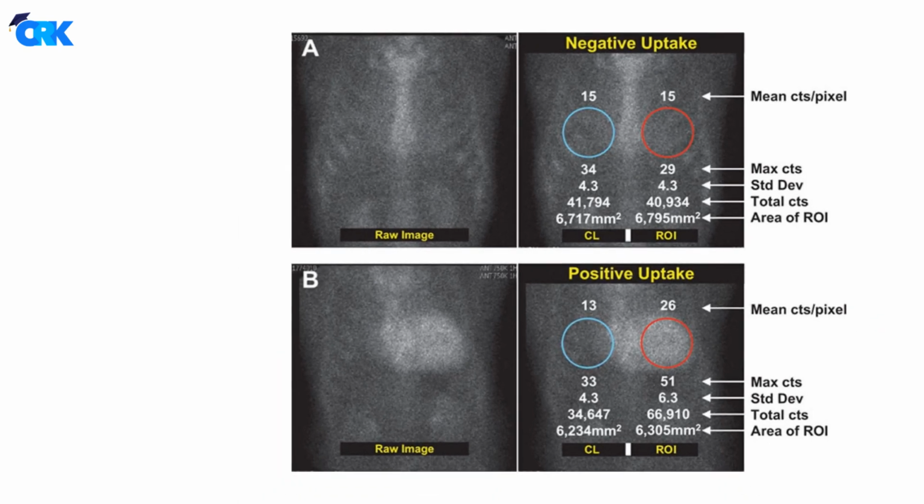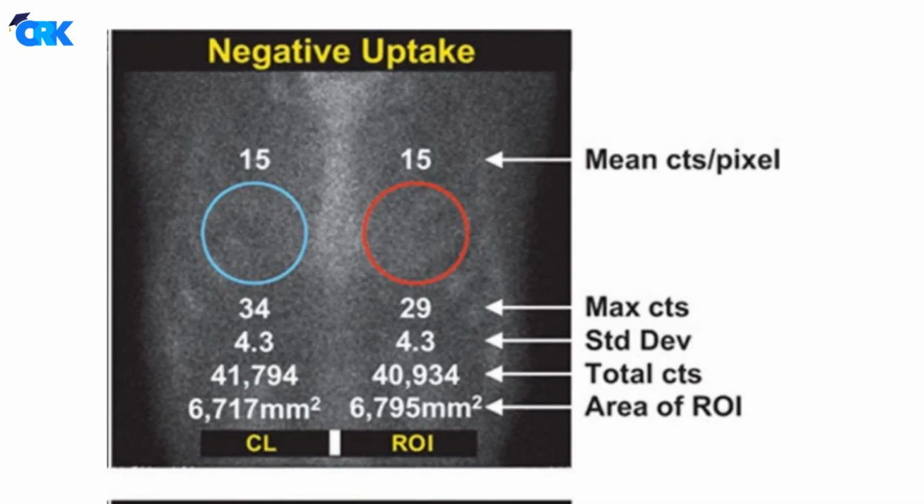Figure 6 demonstrates this clearly. In panel A, both heart and contralateral ROIs show similar count densities, indicating a negative scan.